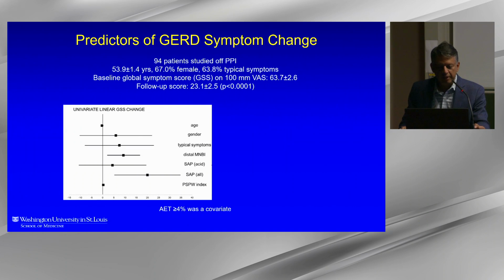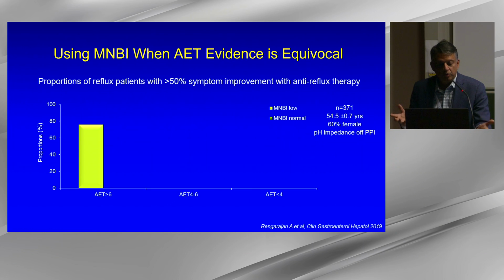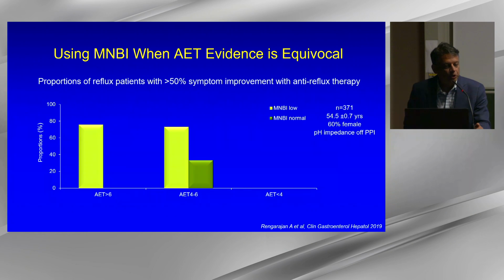heterogeneity of that group. Now, it is clear that mean nocturnal baseline impedance is a surrogate for acid exposure time. And in this study that we did, there was clear prediction by distal mean nocturnal baseline impedance in outcome from treatment of reflux, both on univariate and multivariate assessments. Right? So where can you use nocturnal baseline impedance? Not necessarily when the acid exposure time is abnormal, because it's a correlate, but where acid exposure time is equivocal.